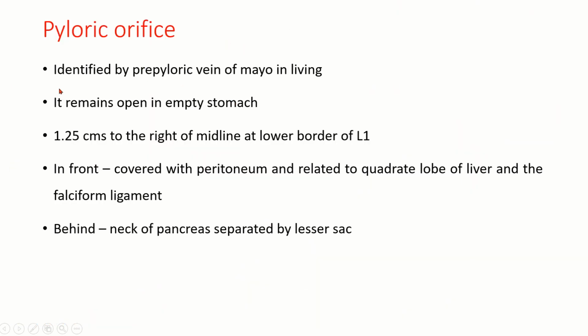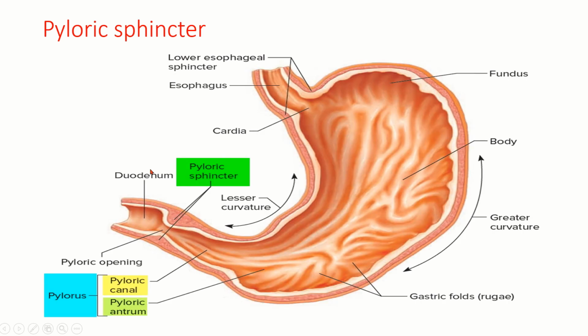Pyloric orifice: in the living, this can be identified by the pre-pyloric vein of Mayo, and it remains open in an empty stomach. So when the stomach is empty, the pyloric orifice is open, and it is situated 1.5 centimeters to the right of the midline, at the vertebral level of the lower border of L1. In front, it is covered with peritoneum and related to the quadrate lobe of the liver and the falciform ligament. Behind, it is related to the neck of the pancreas, separated by the lesser sac. You can see here, this is the pyloric sphincter, this is the cardiac sphincter. The cardiac sphincter is more physiological; the pyloric is both anatomical and physiological.